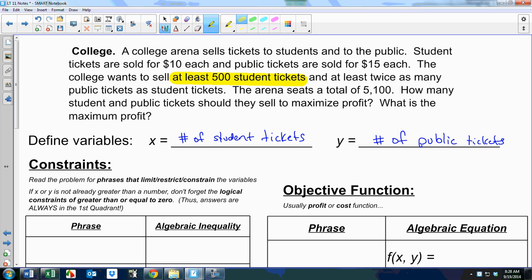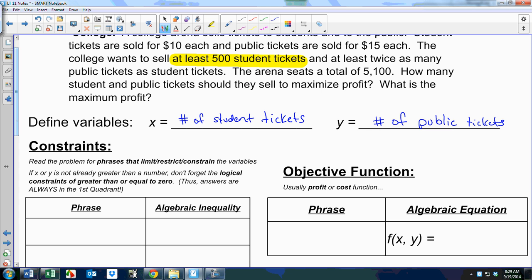Some of you, this is where it kind of gets differentiated. Some of you can take that phrase and you already know what to write as your algebraic inequality. But do you remember, Wednesday, when we did the concrete example on the board? That's what that was for. So if you struggle with taking those words and turning it into x is greater than or equal to 500, use a concrete example, okay? We're going to use it on the next phrase. But for this one, I think we can all kind of see at least, the phrase is at least 500 student.